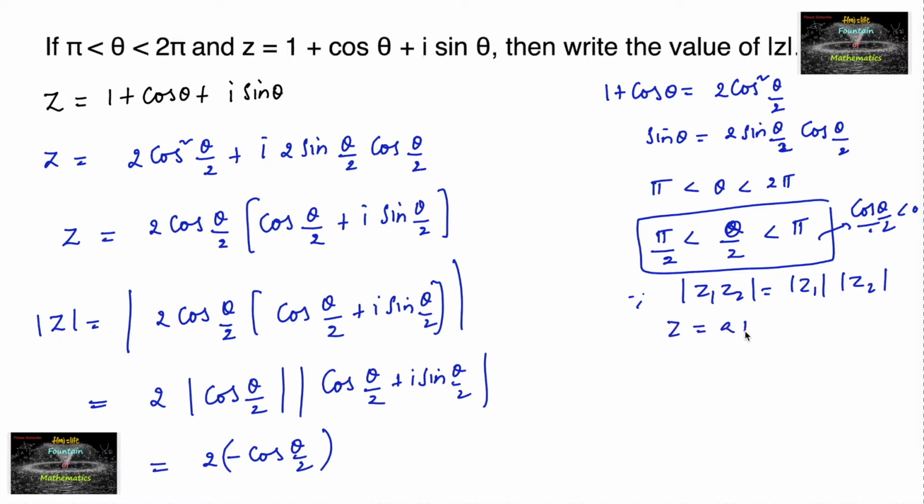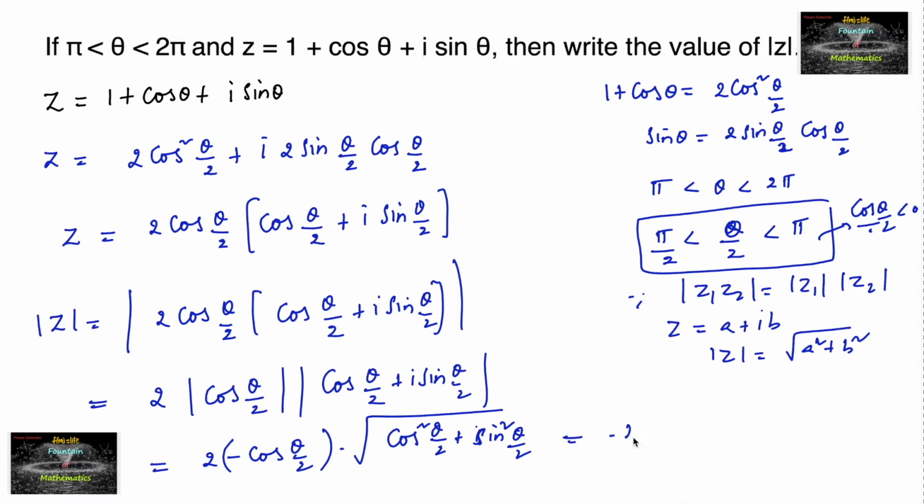If z is equal to a plus ib, then mod z is equal to root over a square plus b square. So we can write here root over cos square theta by 2 plus sin square theta by 2. Cos square theta by 2 plus sin square theta by 2 for any angle is equal to 1. It's an identity. So we can write here minus 2 cos theta by 2 into square root of 1, we'll consider 1 here. So that is minus 2 cos theta by 2 is the answer. So modulus of 1 plus cos theta plus i sin theta is minus 2 cos theta by 2. Okay, thank you.